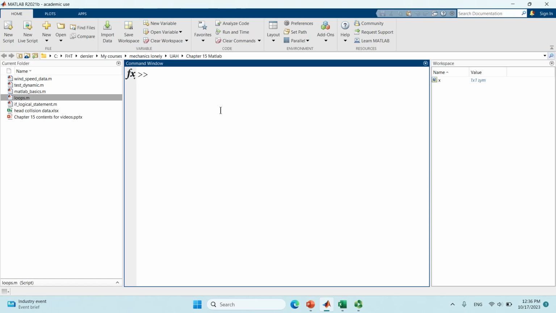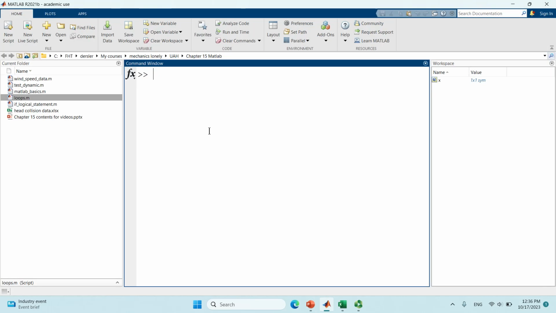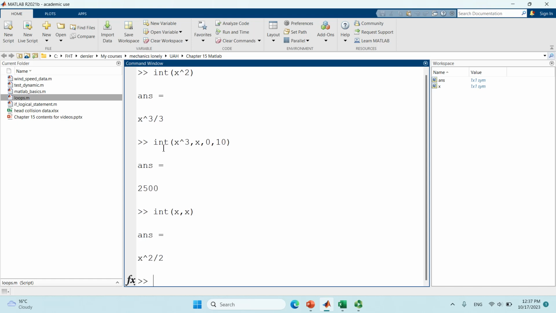I will clear the screen. And then first I will start with the integral. So we can say, for example, integral of x squared. Since I have the x, MATLAB knows it and it calculates it. Or you can say calculate the integral of x to the power of 3 with respect to x from 0 to 10. Okay, it just calculates. Or you can say integral of x with respect to x, and then x squared by 2. Or you can say integral of x with respect to x from 6 to 15. So it calculates. This is how it works with the integral.